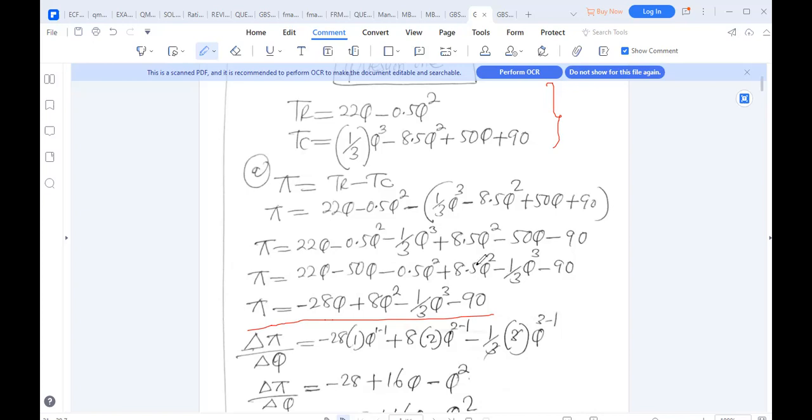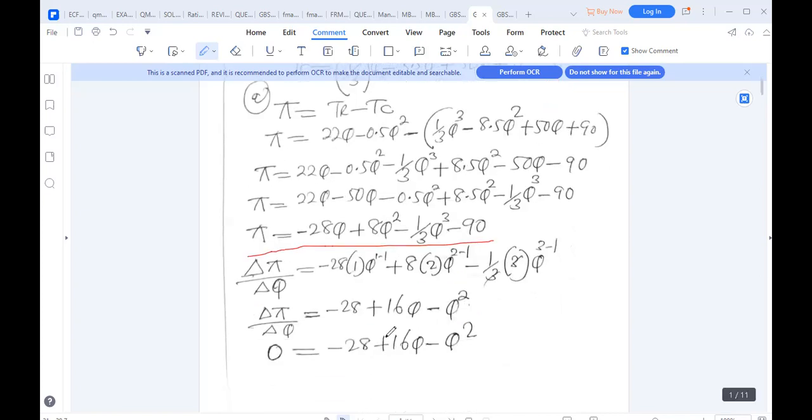So, marginal profit over quantity. When you multiply negative 28q, we get 28. 8q squared, we get 16q. 1 over 3q cubed, multiply this, the 3 cancels, we remain with the 2. What happens to the 90? It drops out. So this is what we call our marginal profit.